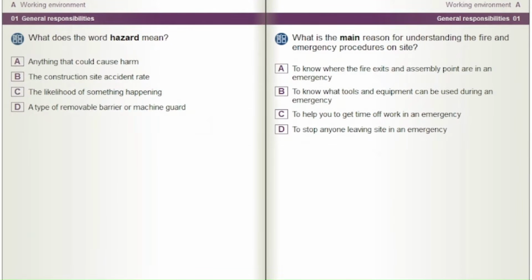What does the word hazard mean? Anything that could cause harm. The construction site accident rate. The likelihood of something happening. A type of removable barrier or machine guard.